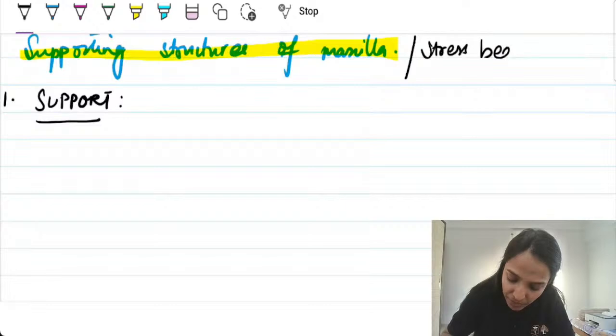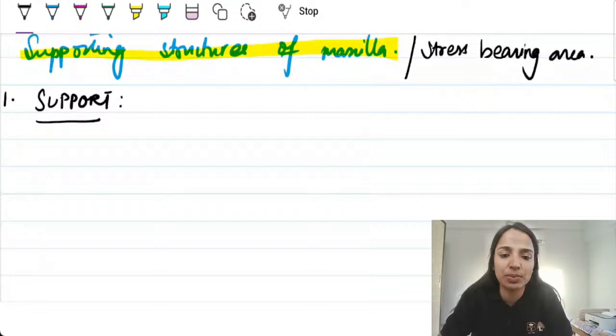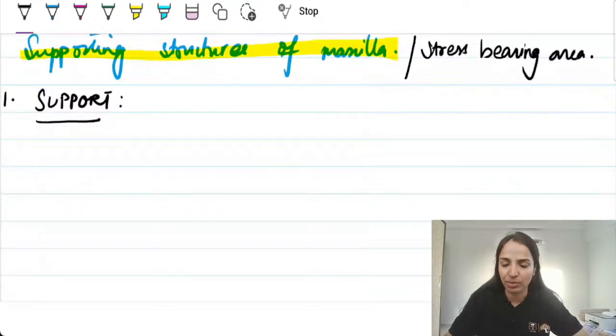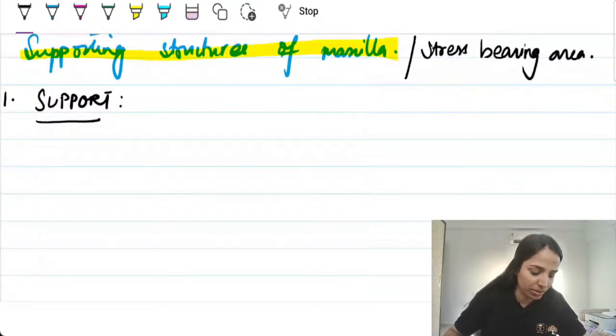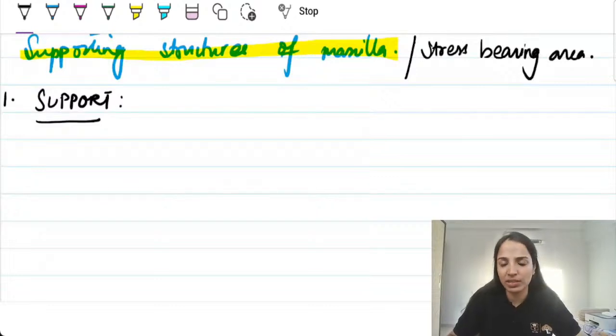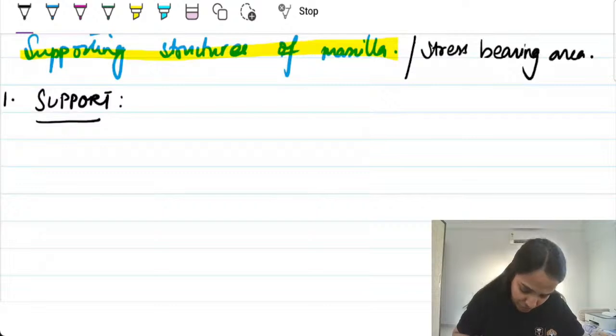I'm sure you would have read all of this. So the meaning of support or stress bearing is something that absorbs vertical forces of mastication and then transfers them to the underlying bone. Anything that helps you negate that is called the property of support. It is an inherent property of the prosthesis. The part of the mouth that helps you derive support is called a supporting structure. Now, it is already well established in your textbooks that the supporting structure of the maxilla is the hard palate.